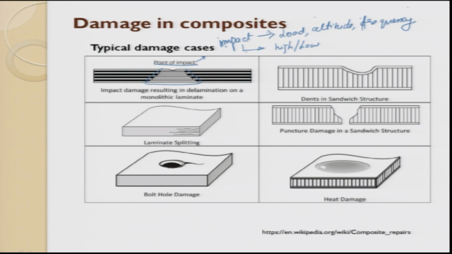The next one is a dent in a sandwich structure. Again, this is a sandwich structure with top and bottom skin and a core. This is a dent which happens. The next one is laminate splitting, maybe because of the hygroscopic effect or improper resin. Low resin was there, so these layers did not get stitched on properly. So, it is called laminate splitting.